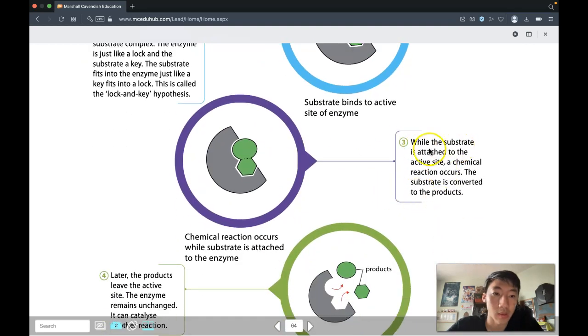While the substrate is attached to the active site, a chemical reaction occurs. The substrate is converted to the products. Actually what happens is that in the active site, there are certain molecules or certain parts of it that will cause a chemical reaction, and then it would cleave the substrate into its products. I can make it simple to say it breaks down the substrate into its products.